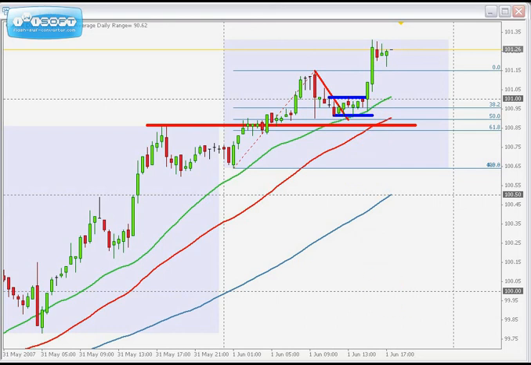Like I say, in this case, I was trading in the direction of the main trend, and this is what happens when you trade in the direction of the main trend. Things come much more easily.